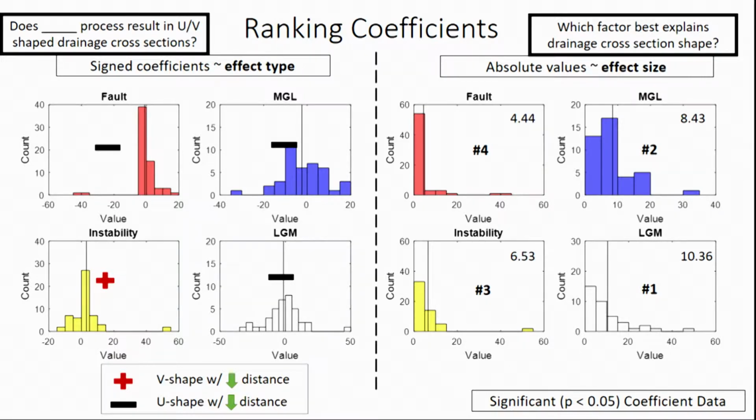And we can also rank the absolute effect size by looking at the absolute value of those coefficients and ask questions like, which factor best explains the drainage cross-section shape? We found that the ice sheets on average had much bigger coefficients than either of the faults, and you can see the ranking here.